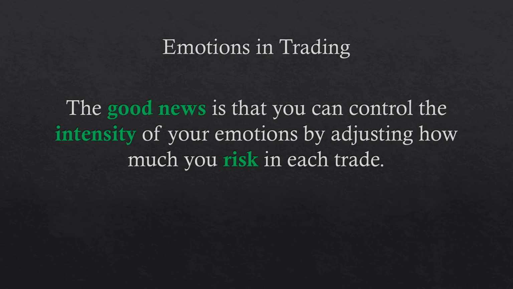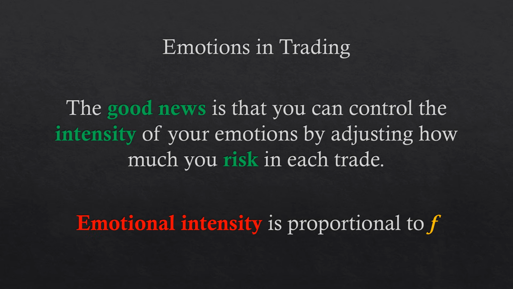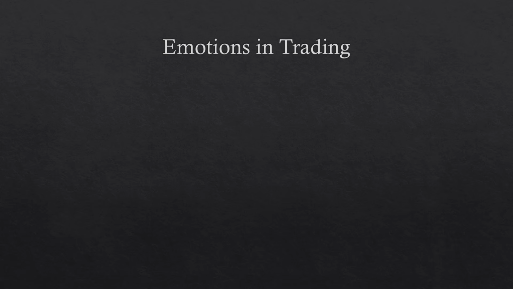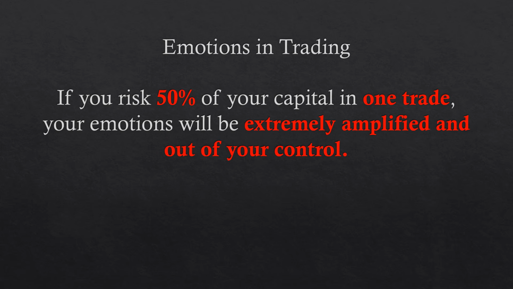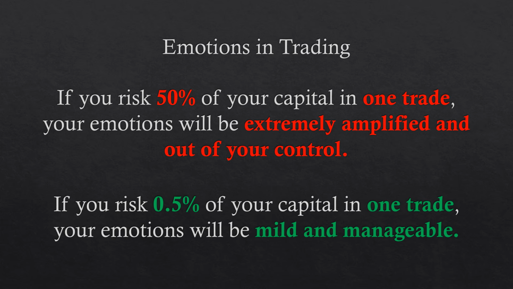The good news is that traders can control emotional intensity by controlling how much risk they take. In trading, emotional intensity is proportional to F. The greater the F, the greater the emotional intensity. For example, if you risk 50% of what you have in a trade, your emotions during and after that trade will be extremely amplified and too hard to manage, if not impossible. However, if you risk 0.5% of what you have in a trade, your emotions will be easy to manage.